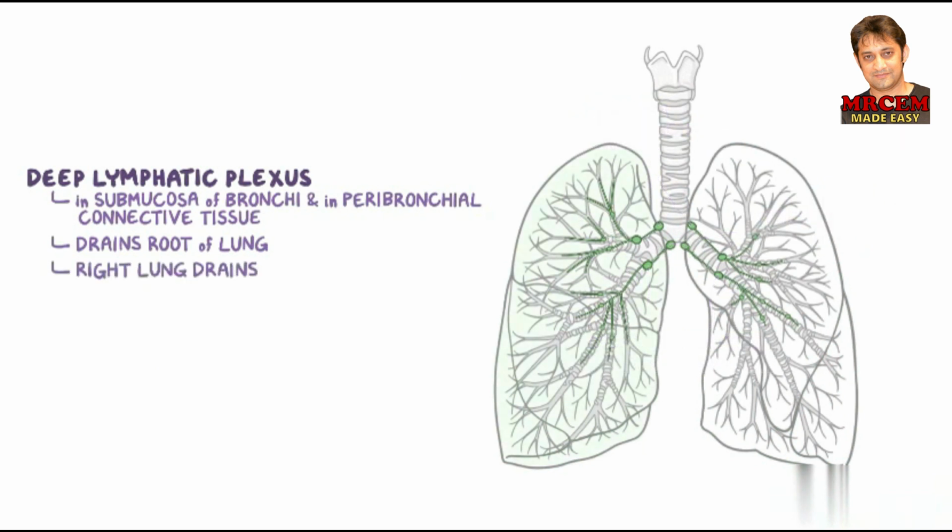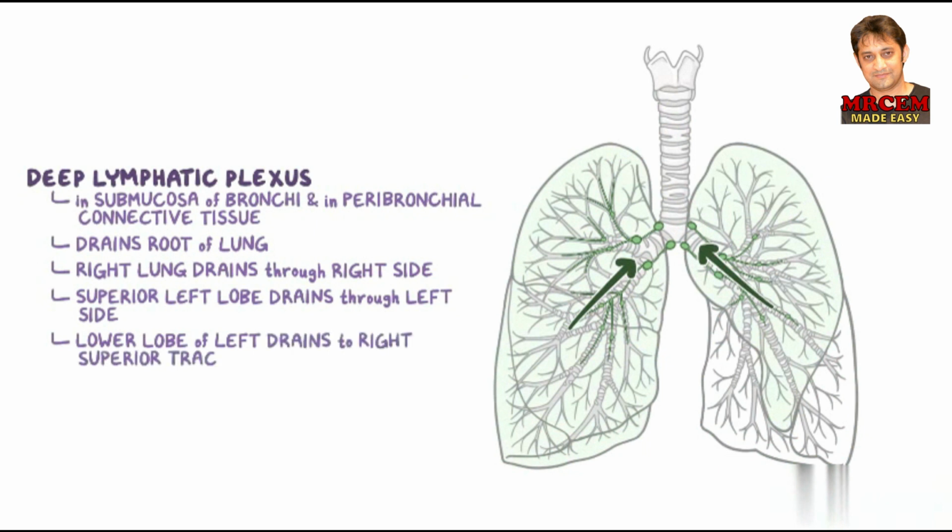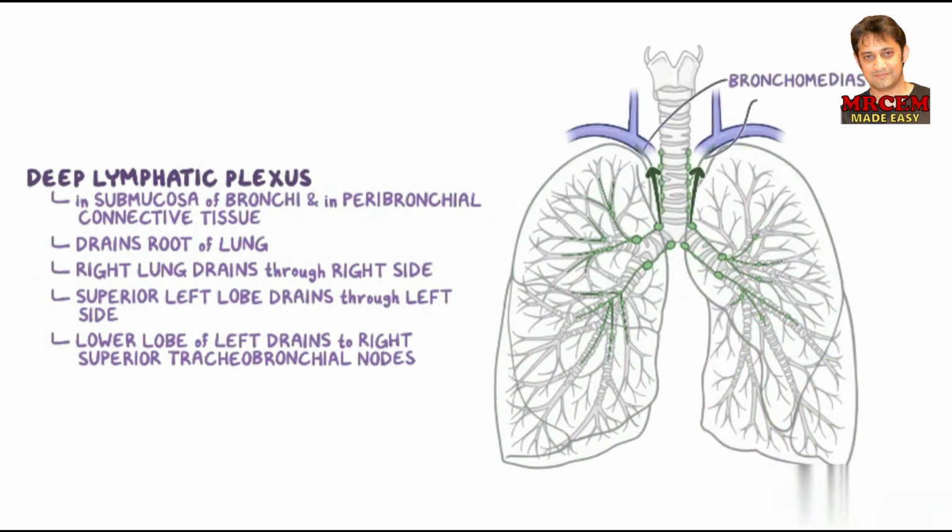The right lung drains primarily through the consecutive nodes on the right side, and the superior left lobe drains primarily through the corresponding nodes on the left. However, a lot of the lymphatics from the lower lobe of the left lung drain to the right superior tracheobronchial nodes. Now, lymph from the tracheobronchial lymph nodes passes to the right and left bronchomediastinal lymph trunks, which are the major conduits that are draining the thoracic viscera. They usually end on each side at the venous angles, which are the junctions of the subclavian and internal jugular veins.